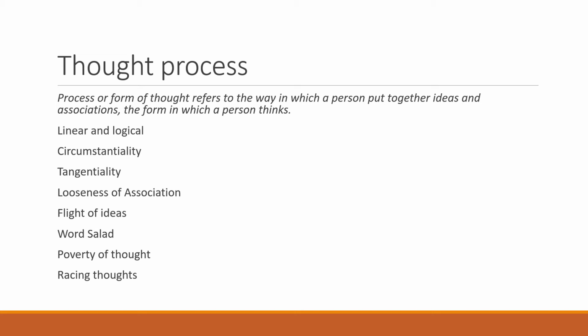Next is word salad. That means the speech has become so loose that it has become incoherent and incomprehensible. There's no connection of thought. That is called word salad. Next is clang association. That is association by means of rhyming, and that's called clang association.